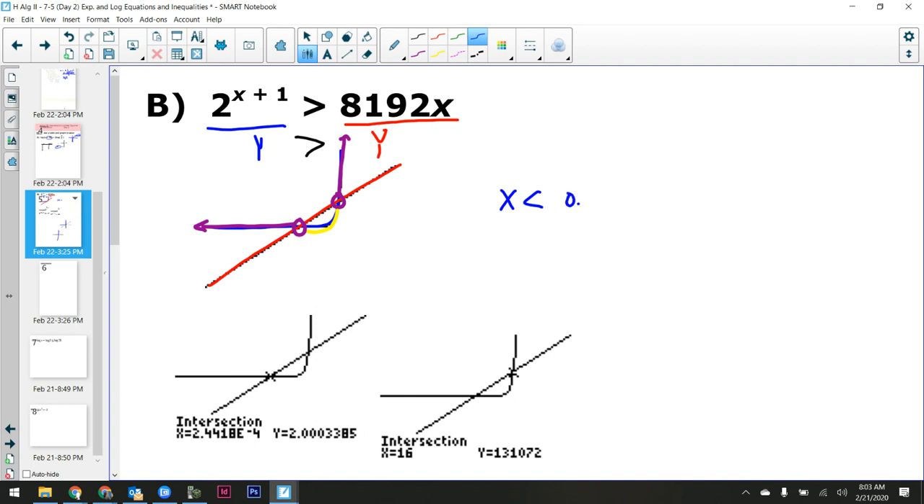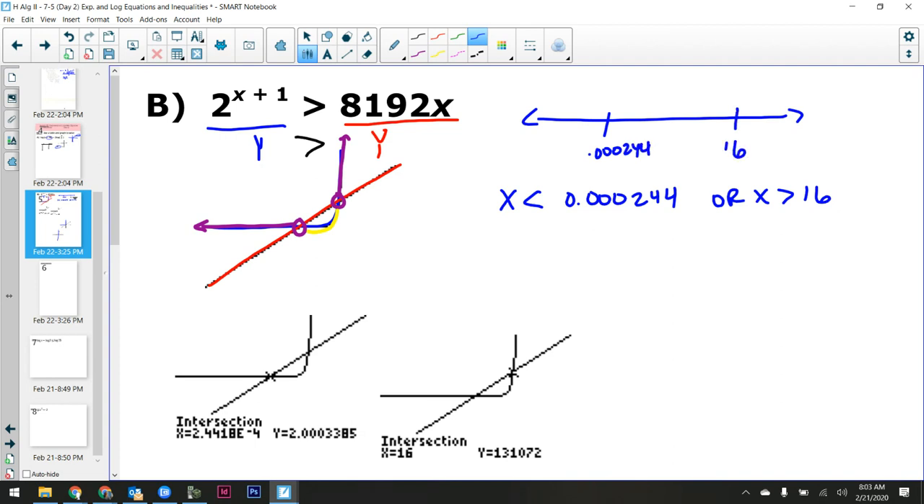Oh, we could do that: 0.000244. Or x is greater than 16. Why is this an or? Because it points out, right? If I were to just flatten this out on a number line, it would look like this. Here is 0.000244, and then here is 16. All x values to here, all x values on that side as well.